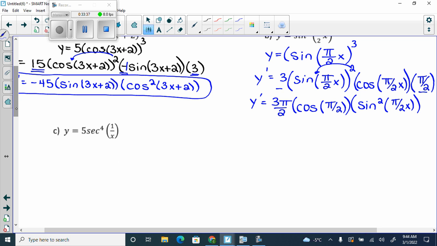Wouldn't it be a close pi over 2x? Yep, it would be. Good call. You can't really see it. It's blending with the bracket, but it's there.